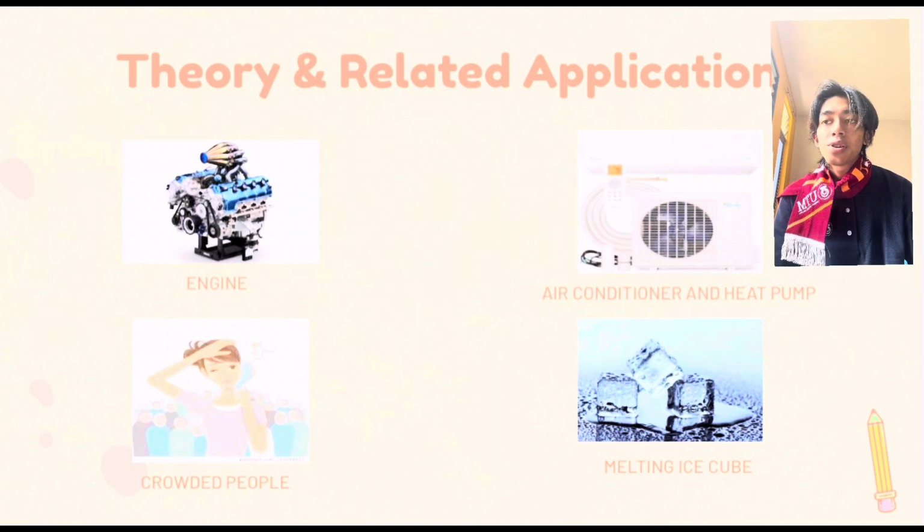Second is the air conditioner and heat pump, which follow a similar law of thermodynamics. The air conditioner removes heat from the room and maintains it at a lower temperature by throwing the absorbed heat into the atmosphere. The heat pump absorbs heat from the atmosphere and supplies it to the room, which is cooler in winter.